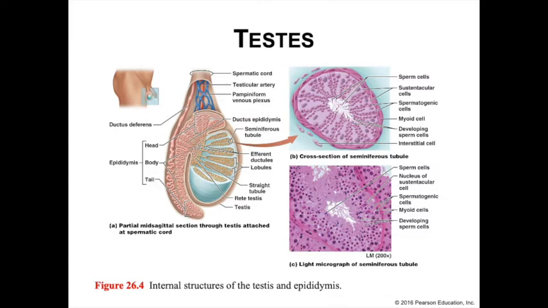This here again is a protection mechanism. So if one testis gets infected, hopefully the other one will be okay because it has its own blood supply. Also within the scrotum, there's connective tissue that completely separates the two testes from each other. So there again, if you have complete separation, if something happens to one, it gets damaged, it gets infected, then the other one hopefully is going to be okay.